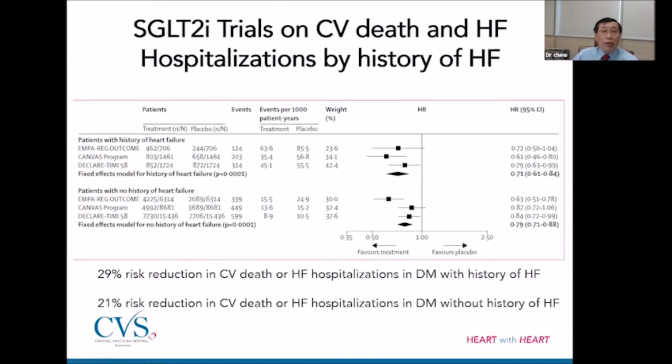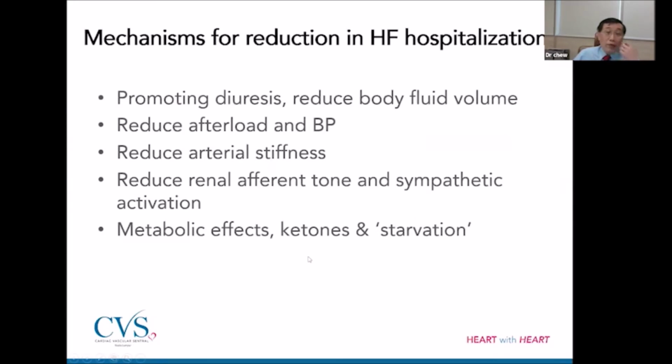When they looked at the outcomes in terms of whether the patient had a history of heart failure or no history of heart failure, there was a reduction of CV death and heart failure hospitalizations as well. So what are the possible mechanisms for the reduction in heart failure hospitalizations? It could be that when you inhibit glucose absorption, you promote diuresis and reduce body volume. But diuretics also do that. It could also be that it reduces afterload and blood pressure, because there is a slight drop in blood pressure in patients who receive SGLT2 inhibitors.